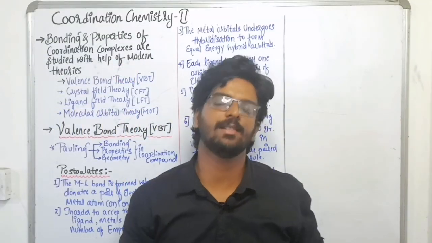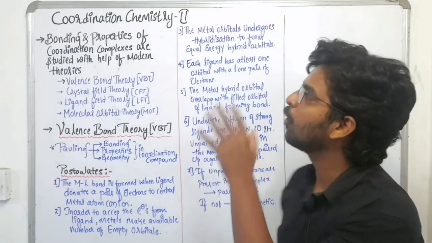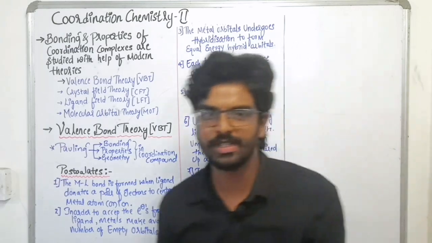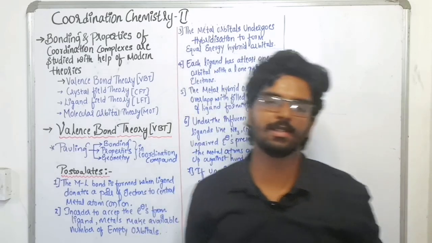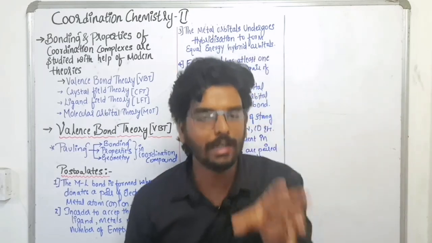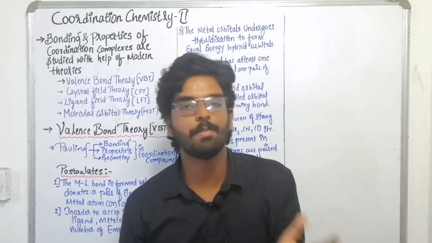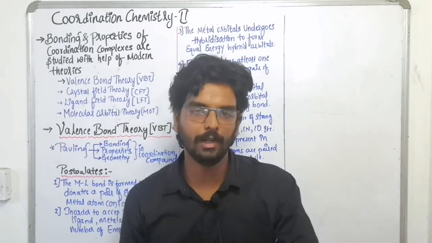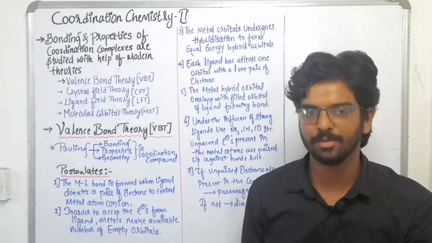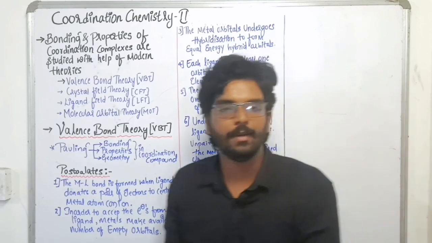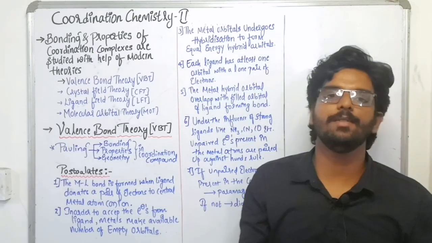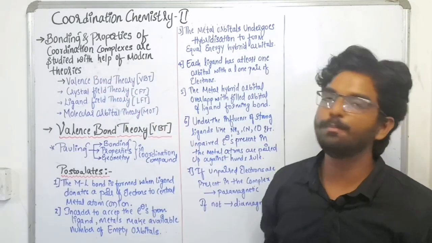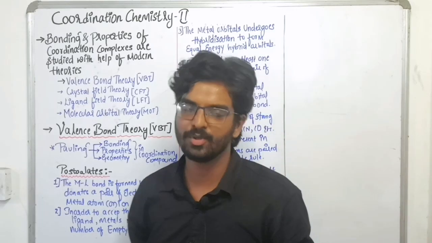So in today's class, let us start a new chapter that is called Coordination Chemistry part 2, which comes under paper 1 of your syllabus. I think you will have already learned Coordination Chemistry part 1, where you learnt the basics of coordination chemistry. In this chapter, we are going to deal with the bonding as well as the properties of the coordination compounds.